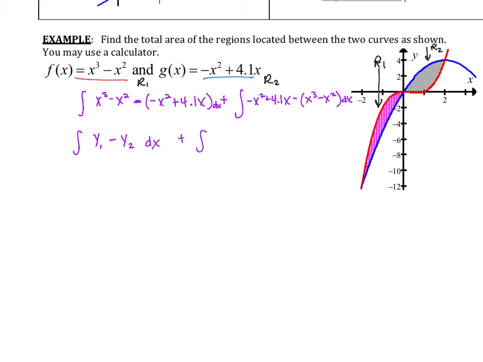And the second one, I'm going to do function y2 and subtract y1. Okay, so in our calculator, under our graph menu, we're going to go to y equals, and in y1, I'm going to put in x cubed minus x squared, and in y2, I'm going to put in negative x squared plus 4.1x.